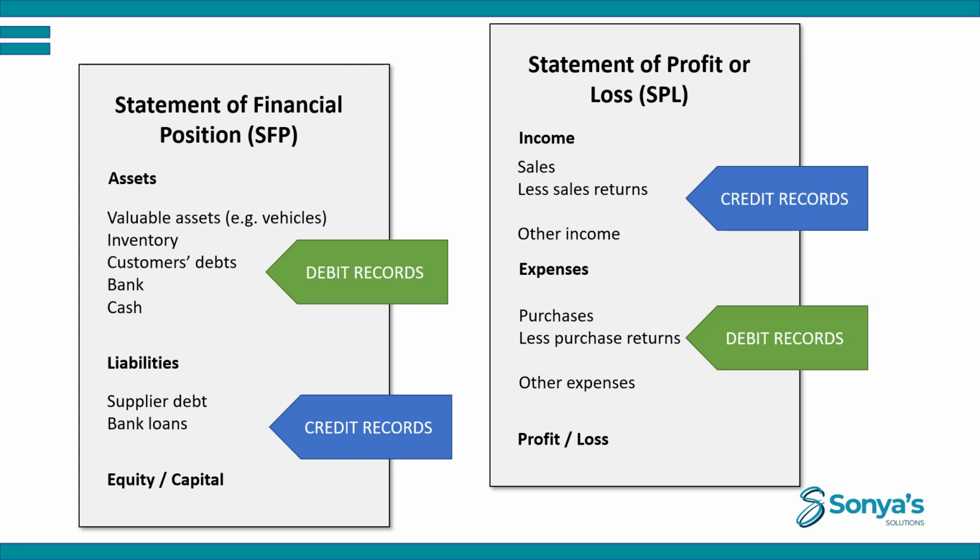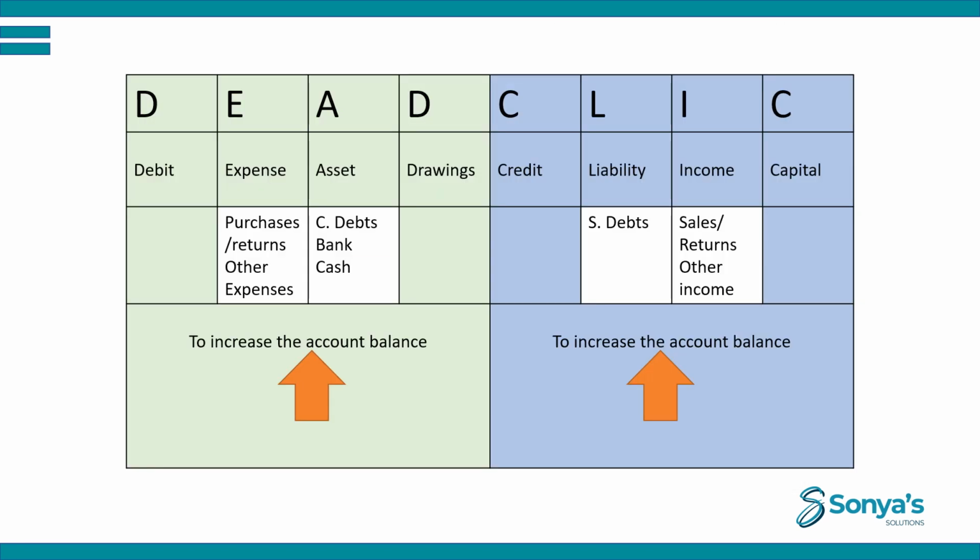The statement of profit or loss covers a period of time, for example, what's been earned and spent during the last year, and the statement of financial position shows what the asset and liability balances are on the day that it is prepared. We use the mnemonic DEADCLIC to help us use these accounts in the right way.